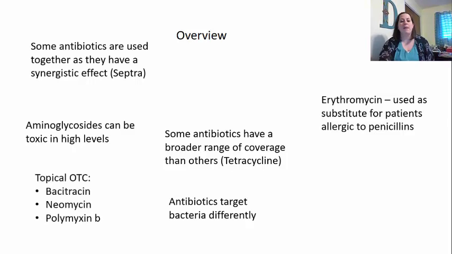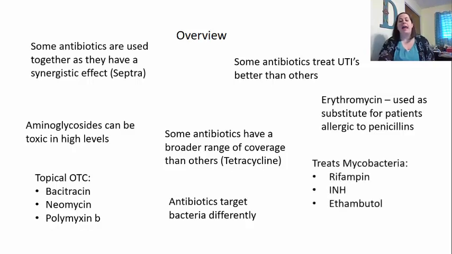for this group. We see that some of these antibiotics are actually topical over-the-counter medications. This includes bacitracin, neomycin, and polymyxin B. Some antibiotics are used to treat UTIs better than others. Cipro is one of the good examples here. And there are certain ones that can treat mycobacteria. Remember, the mycobacteria are a little harder to treat, like tuberculosis, with rifampin, INH, and ethambutol.